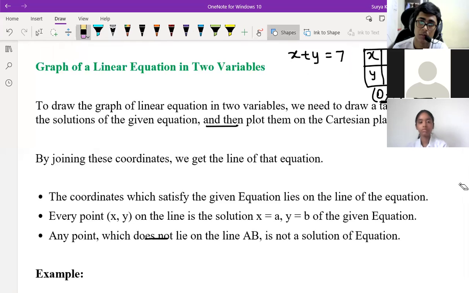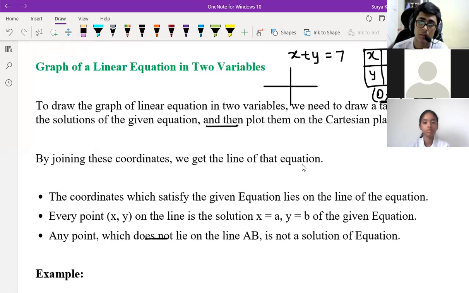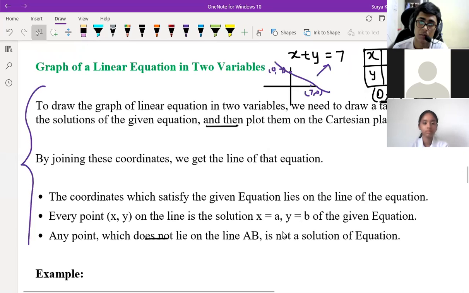So here what you need to do, simply make one small graph over here, and you can write what I told. (0, 7) will come here, and somewhere here is (7, 0). So you can join both points. This is the line for this equation. Understood, children? How to draw the graph? Yes, sir. So don't look at anything else. You just simply take the values and get the answer.